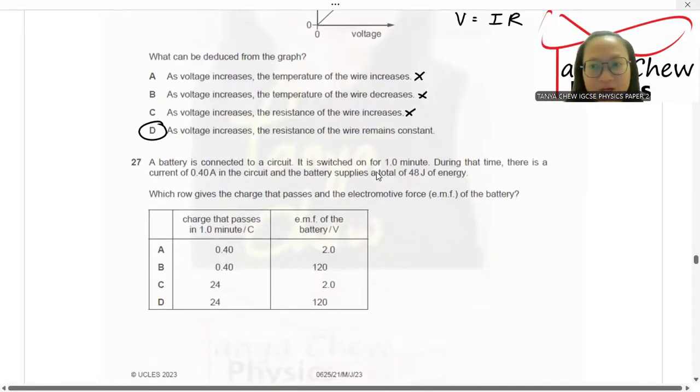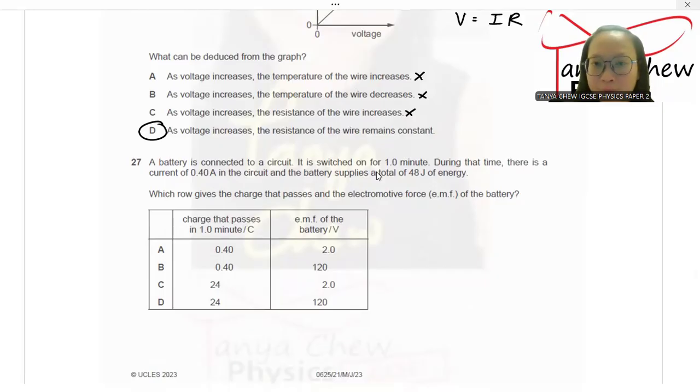Number 27 is also a repeated question. A battery is connected to a circuit. It is switched on for 1 minute. During that time, there is a current of 0.4 ampere in the circuit, and the battery supplies a total of 48 joules of energy. Which row gives the charge that passes and the electromotive force of the battery?